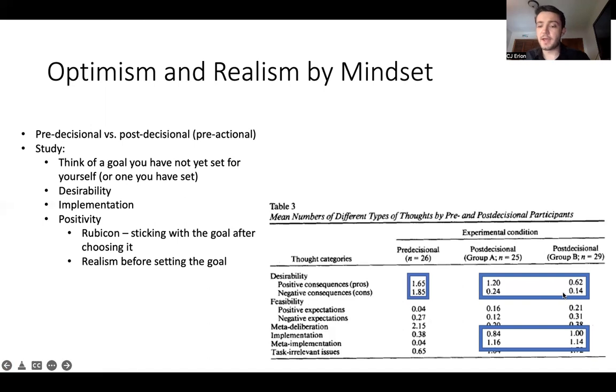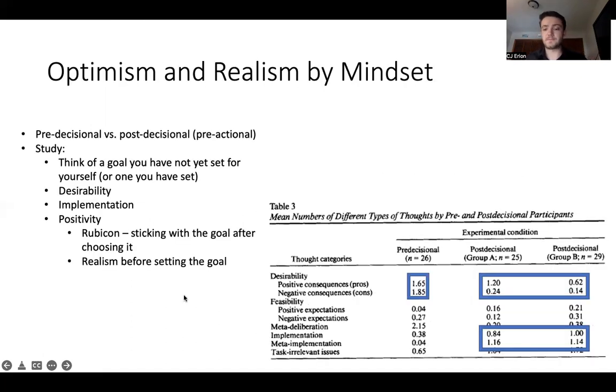There's also a positivity difference that I'd like to point out. Looking at the desirability again, we see that those in the pre-decisional are thinking about both positive and negative things, because they're trying to decide in a realistic way, should I pursue this goal? So that's where we see more of a realism orientation in the pre-decisional phase, versus in the pre-actional or post-decisional phase, we see quite a bit more focus on positive consequences, right? And not too much focus on negative consequences.